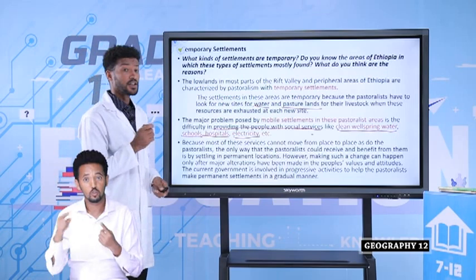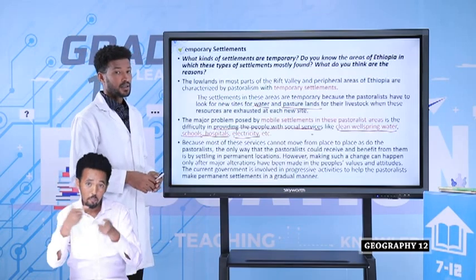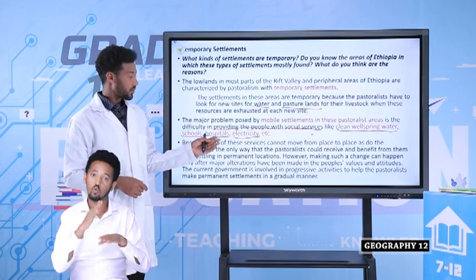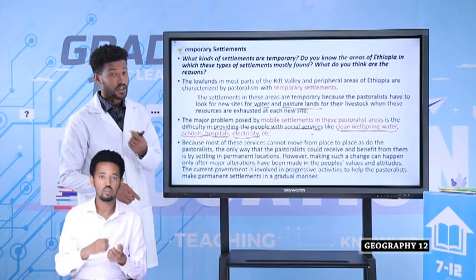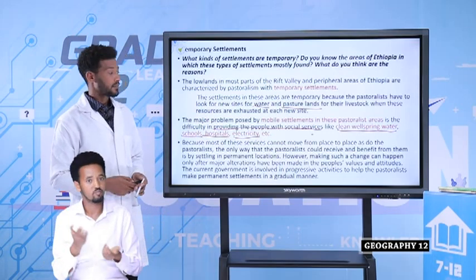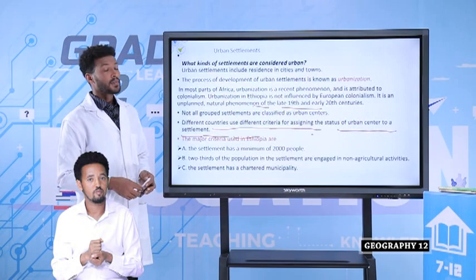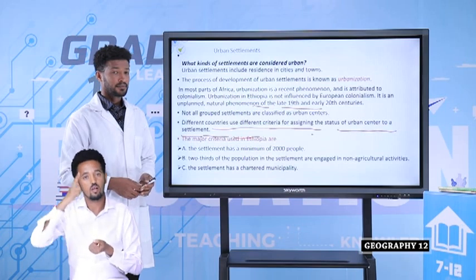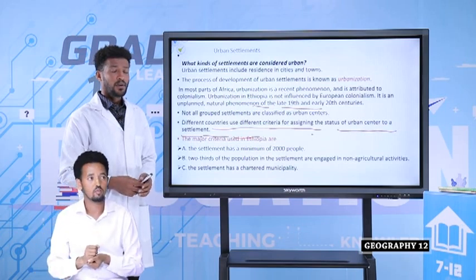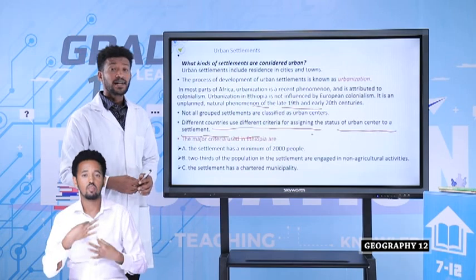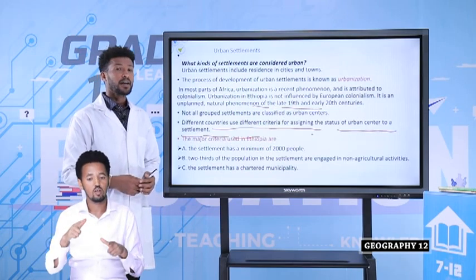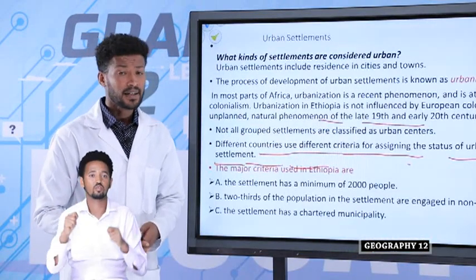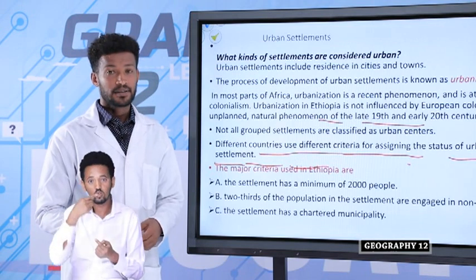But due to their changing of home places, they have this problem: what we call school, hospital, electricity, and clean water shortage. But what about the urban settlements? What type of places are known as urban in the Ethiopian context and in the world context? What are the criteria to say urban?